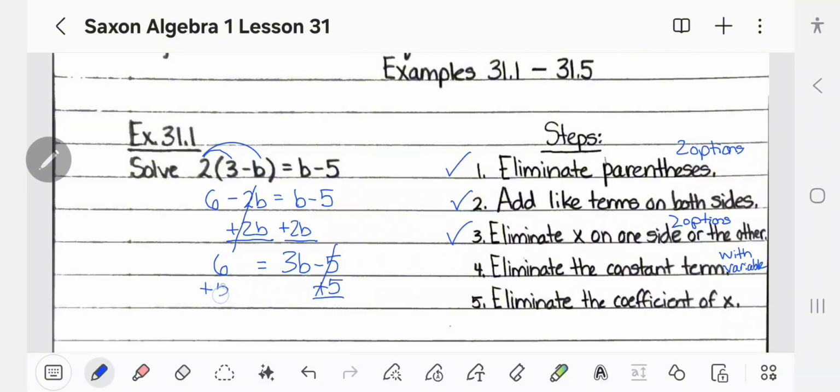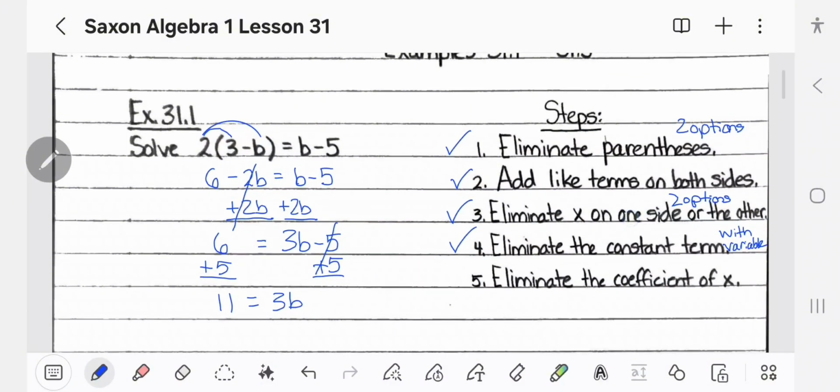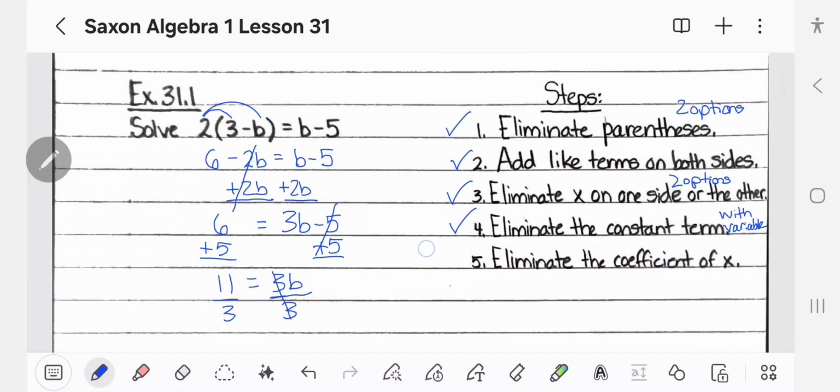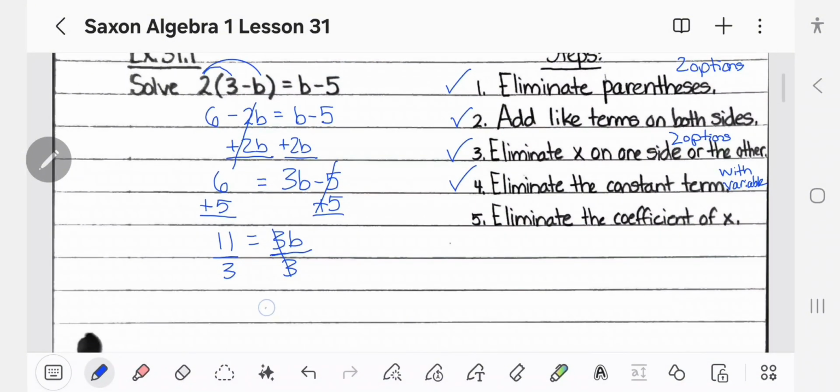And let's go over here and balance. 6 plus 5 is 11, and that equals 3b. We took care of step 4. Let's eliminate the coefficient of x, or of the variable. The coefficient of our b is 3. They're multiplying by 3, so we're going to do the opposite and divide by 3. So now we have b is equal to 11 divided by 3.